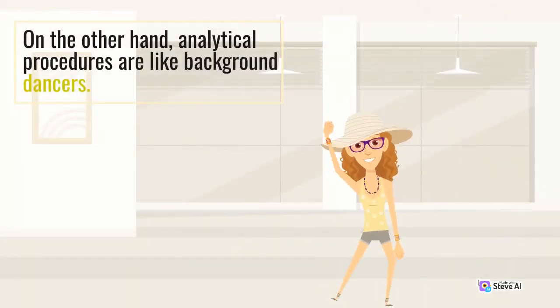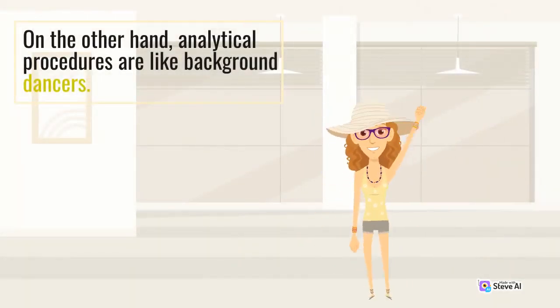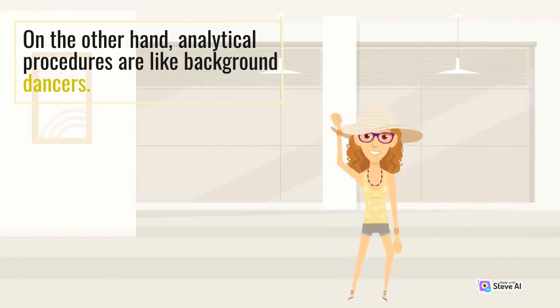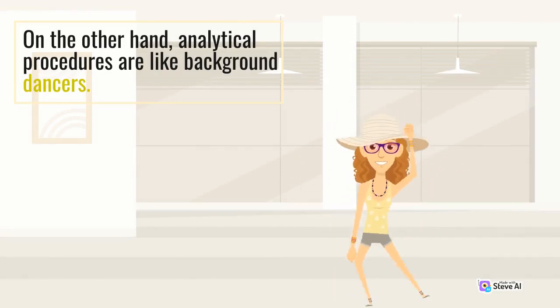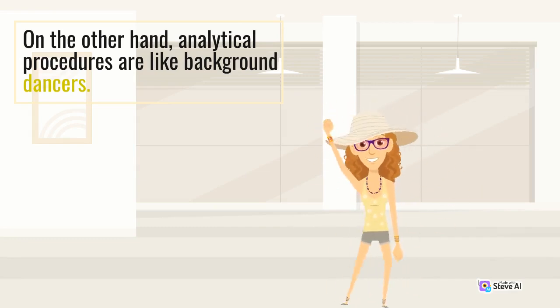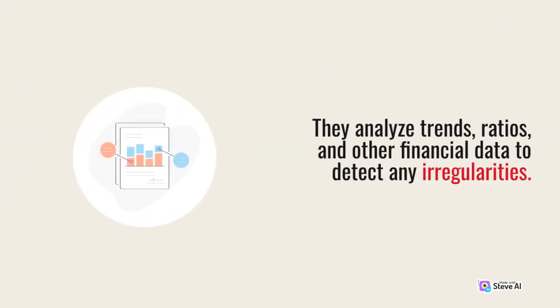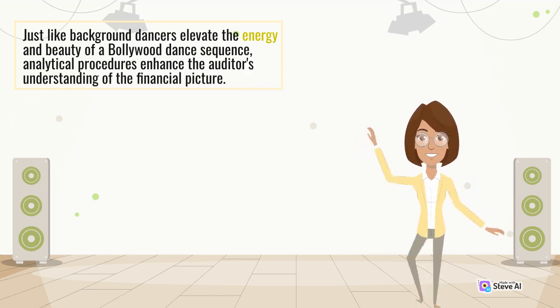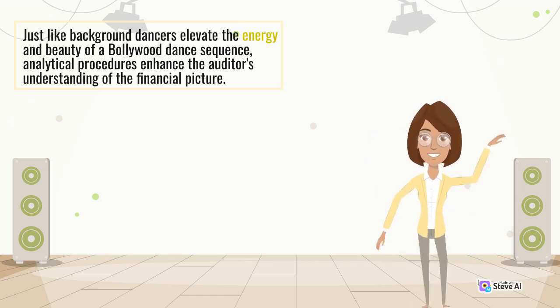On the other hand, analytical procedures are like background dancers. They analyze trends, ratios, and other financial data to detect any irregularities. Just like background dancers elevate the energy and beauty of a Bollywood dance sequence, analytical procedures enhance the auditor's understanding of the financial picture.